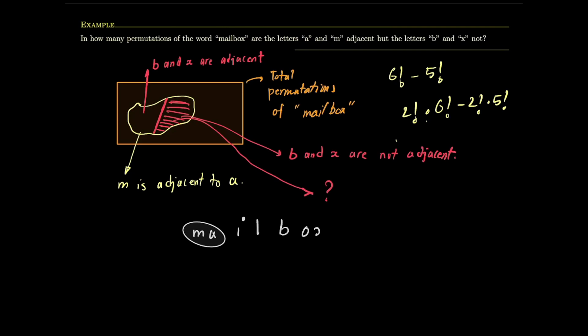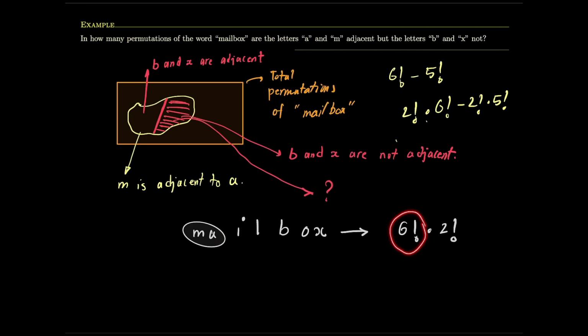Mailbox. Okay, so how many of them are here? So can you tell me? M and A, I consider it one object. Second, third, and 4, 5, 6 objects. So 6 factorial times 2 factorial. Why is this 2 factorial coming?